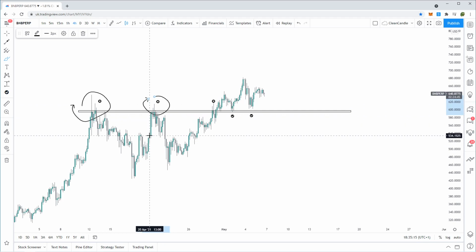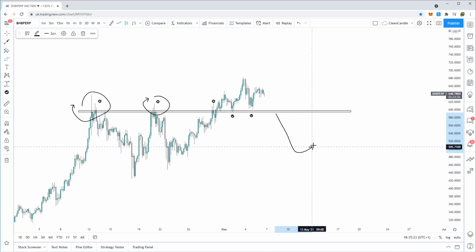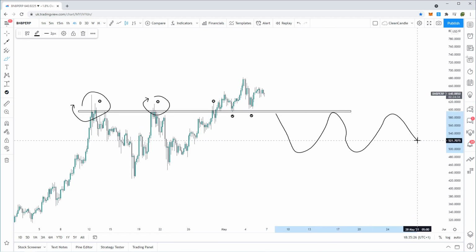We reject again, right? Reject here, 21st all the way to 29th. Another 8 days passes before we get back up to this level again. So that's what you want. You want these big sweeping touches of a support or resistance level.